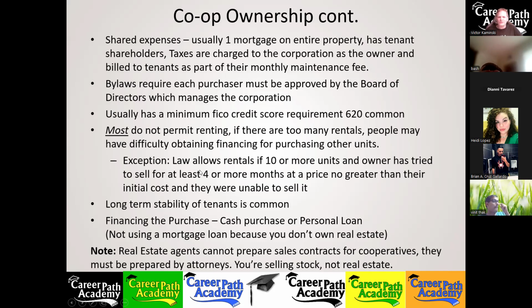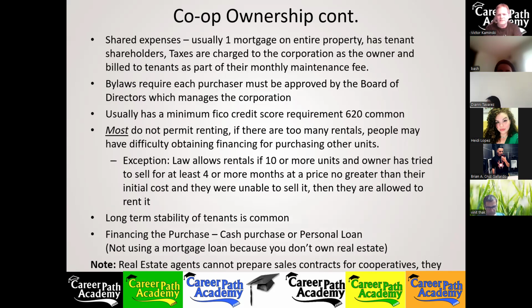However, there is an exception to the law that allows it if 10 or more units are in the complex and the owners tried to sell for at least 4 months at a price no greater than their initial cost, and they were unable to sell it, then they're allowed to rent it. Here, let's add those words in there. Then they are allowed to rent.